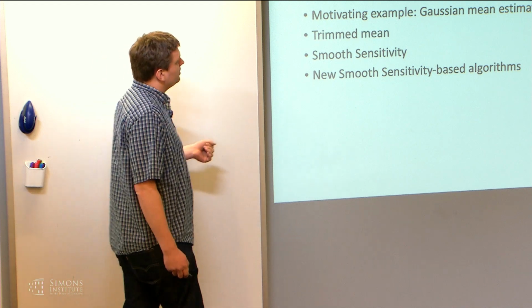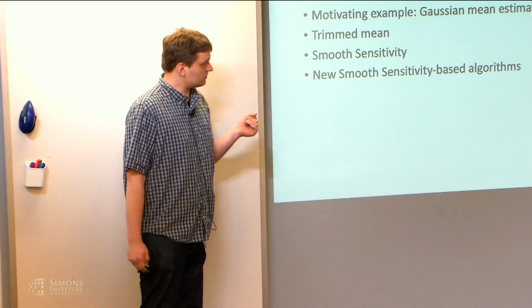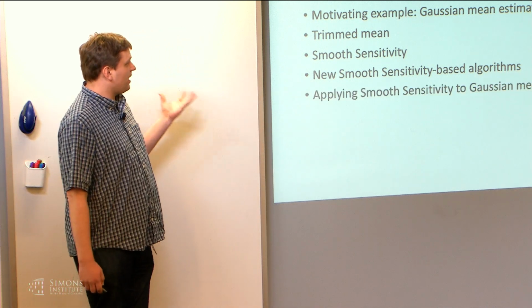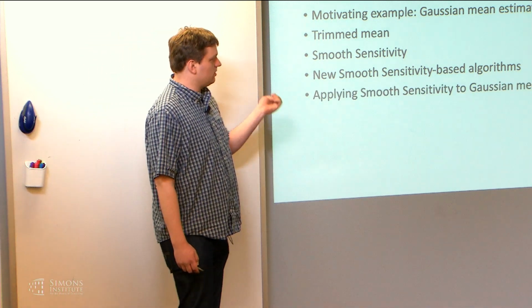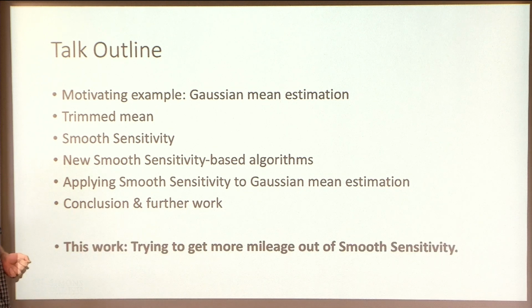And in particular, I'm going to look at the trimmed mean as an estimator. And then I'm going to apply smooth sensitivity to the problem of Gaussian mean estimation via the trimmed mean estimator. And then I'll wrap up and talk about further work in this direction. And the overall moral of this talk is that we're trying to get a little bit more mileage out of the smooth sensitivity framework, which is this really great idea that I think is a little underappreciated.